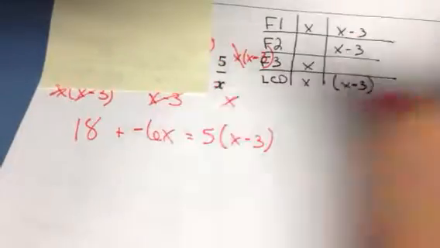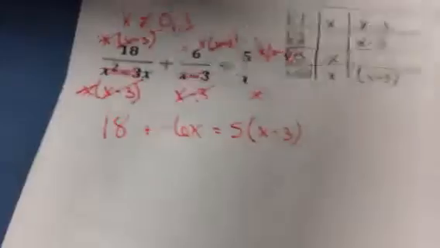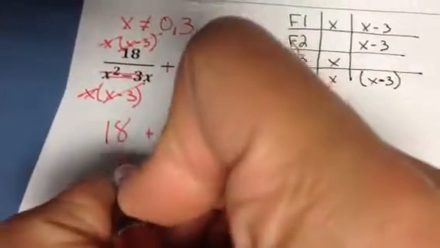And now we're back to very simple solving. They're the same type of x. I'm just going to first distribute that 5 in.